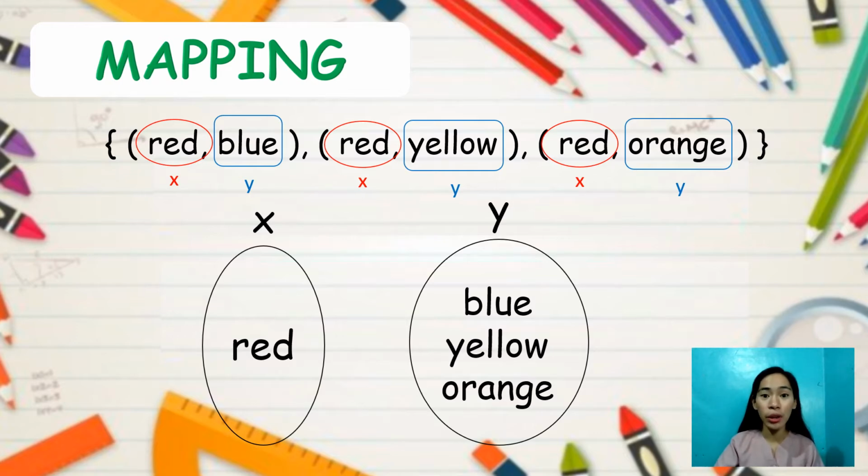Lastly, we're going to draw an arrow that connects each element of the domain to each element of the range, to each corresponding ordered pair. So red, blue; red, yellow; red, orange.